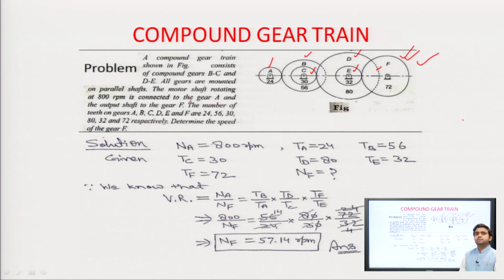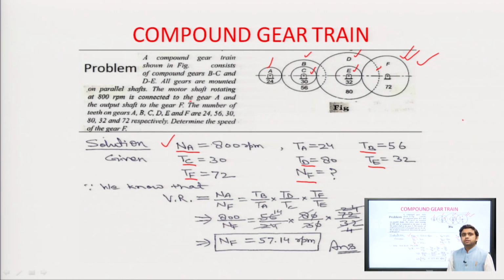Now, let us solve this problem. First of all, we take the given values from this problem. The given values are the speed of gear A, that is equal to 800 rpm, and the number of teeth on each gear is given: T A equals 24, T B equals 56, T C equals 30, T D is 80, T E is 32, T F is 72, and we have to find the speed of gear F in rpm.